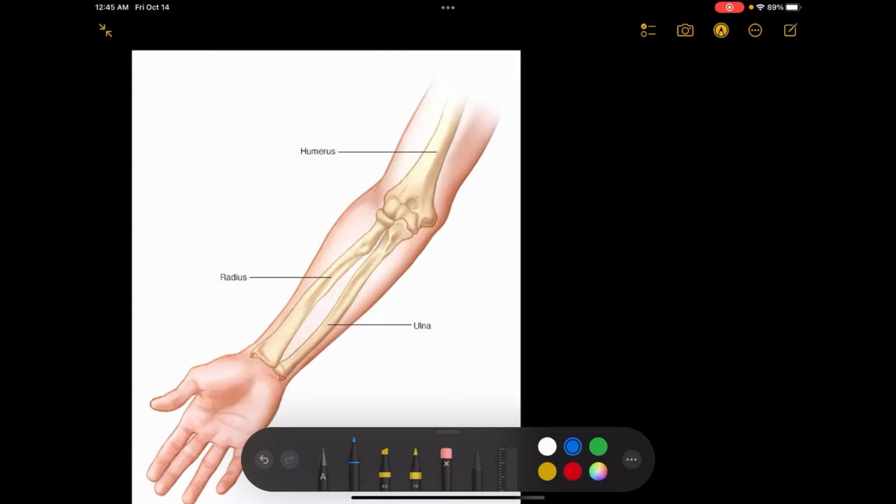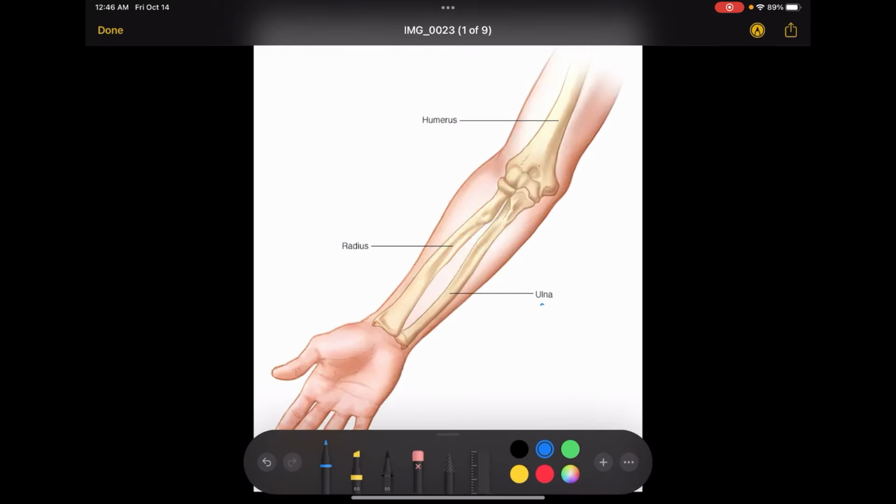Hey guys, so this video is going to be about the anatomy of the forearm. The forearm is made up of the ulna and the radius, but I know a lot of people get confused between which one is on which side. The way that I always remember is that the word ulna sounds a little bit female-ish. And you think about girls when they drink tea, they put their pinky up.